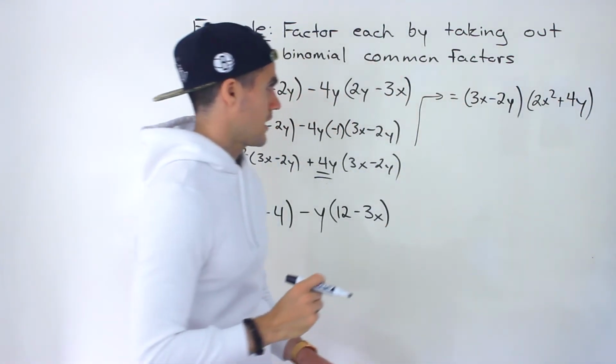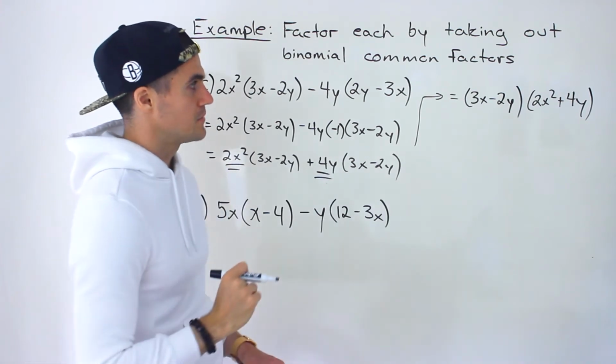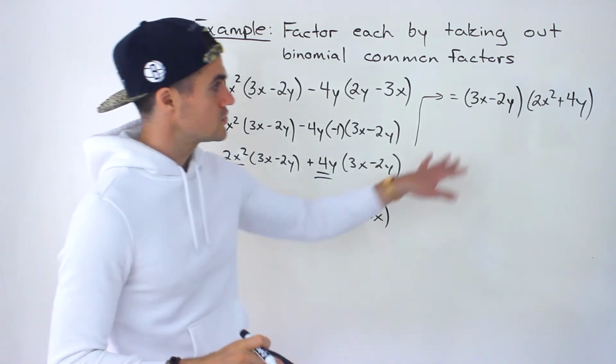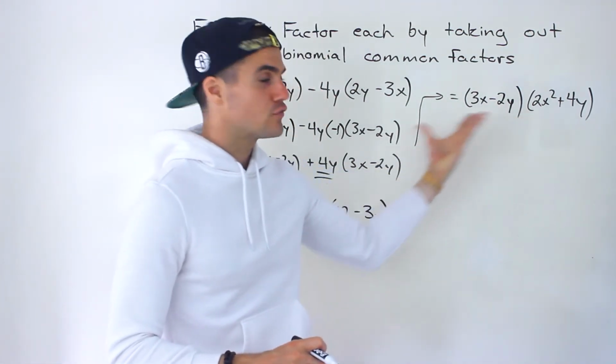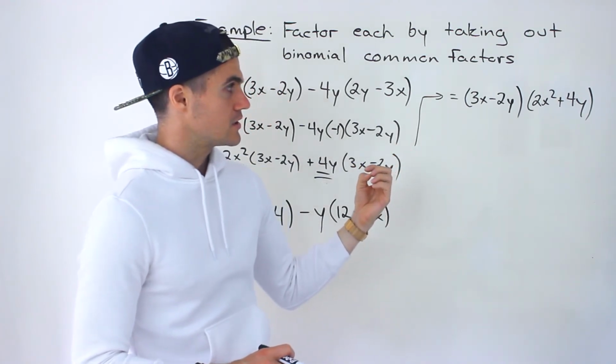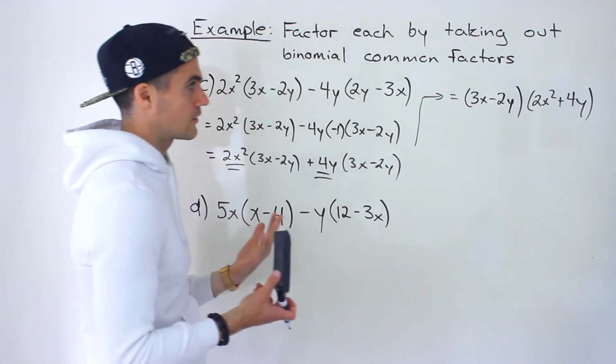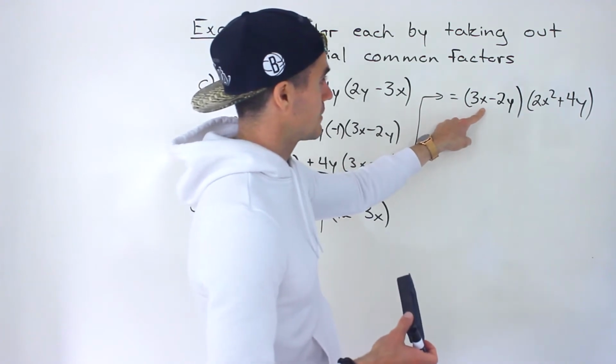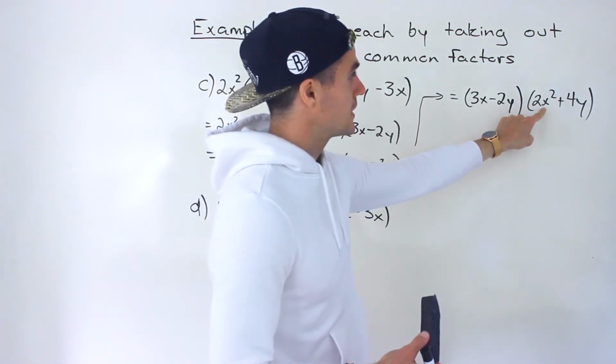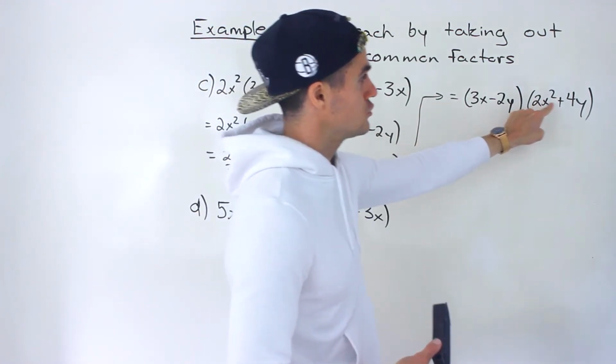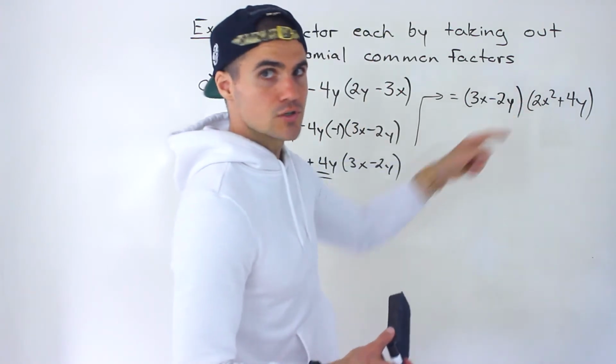because what you want to check, and I should have mentioned this actually in A and B, which I didn't, is once you have these factors, you want to see, can you factor further? Because it has to be fully factored. And notice that from here we can't take anything out, but from this bracket we could take out a 2. 2 is a common factor between 2 and 4.